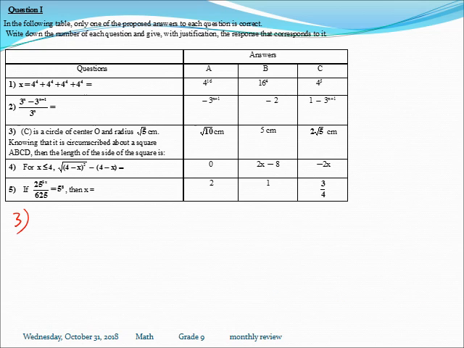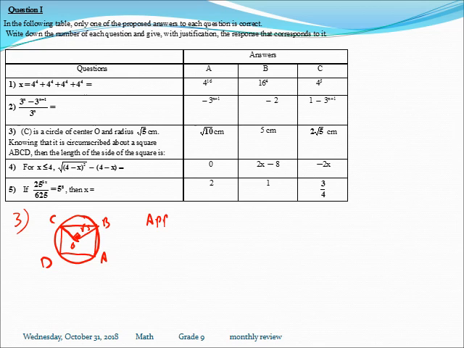3. C is a circle of center O and radius radical 5 cm. ABCD is a square inscribed in the circle. To find the side of the square, find BC for example. BOC is a right triangle at O, since ABCD is a square and the diagonals in a square are perpendicular, then BOC equals 90 degrees.